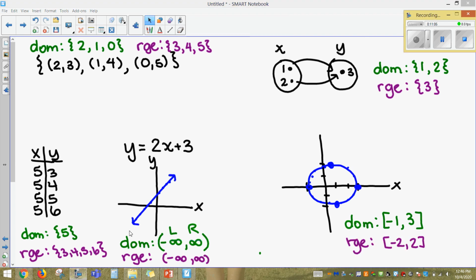The bottom, this line continues down forever. It does not stop. Same with going up forever. So all real numbers is the range. Over here, bottom of the graph is -2, the top is -2, and again, it actually touches both of those values, so we'll put them in square brackets. The next video will go on and talk about another topic, but I'm going to use these same graphs.